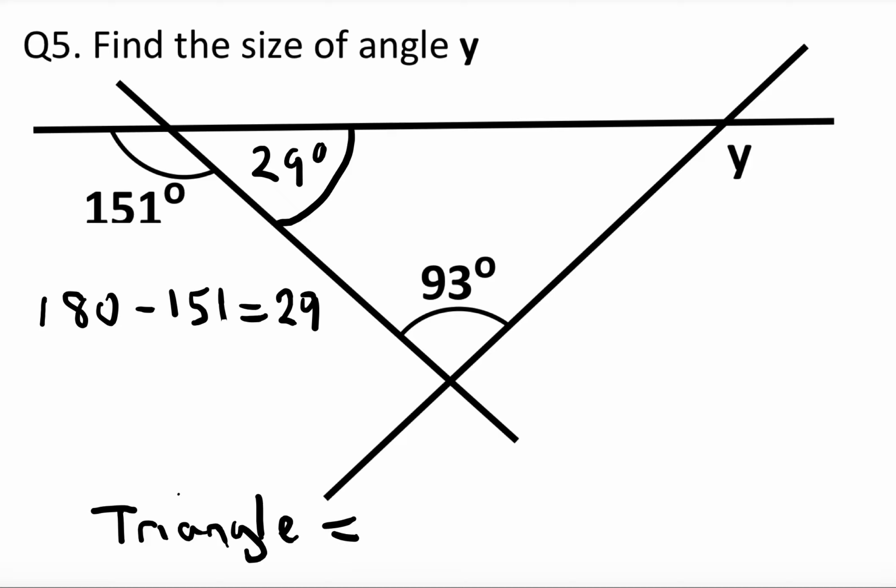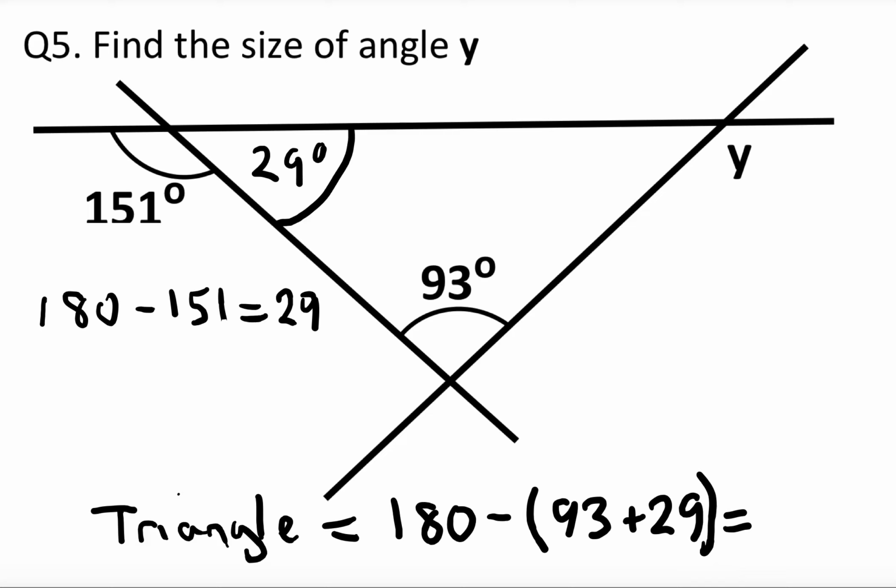The triangle equals 180 minus, so we've got the 93 plus the 29. So if we do that on the calculator, we can find out the missing angle there is 58. So we can put that missing angle in there, 58.